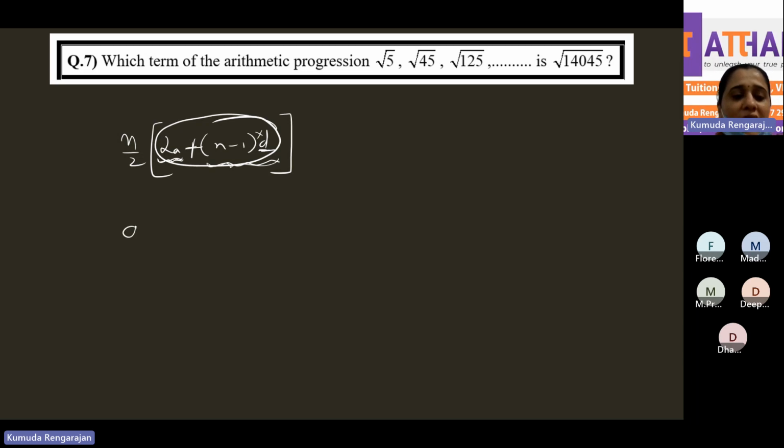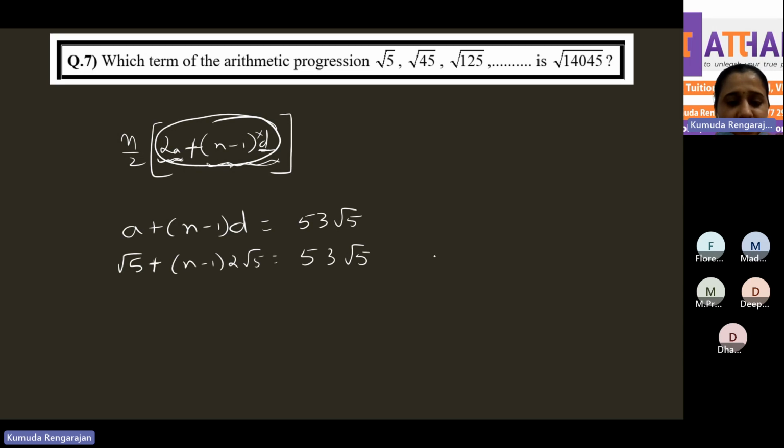Whereas in a plus n minus 1 into d is equal to that, 53 root 5. So this is root 5 plus n minus 1 into 2 root 5 is equal to 53 root 5. So this one is addition, right? So you can transpose this. So n minus 1 into 2 root 5 is equal to 53 root 5 minus root 5, correct?